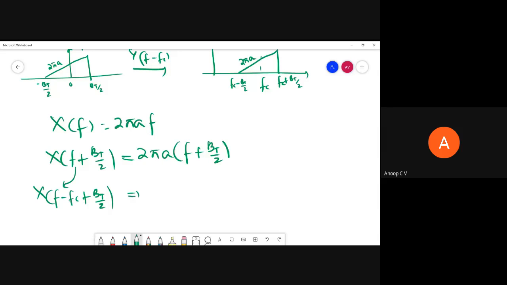Then here again I should replace f with f minus fc, so that is 2 pi a into f minus fc plus bt by 2. So I can represent it like this: 2 pi a into f minus fc plus bt by 2.